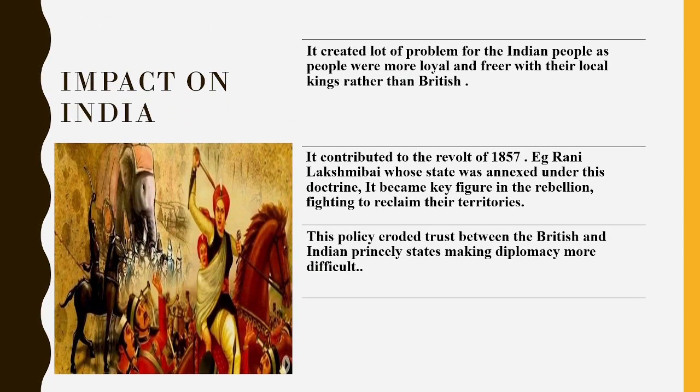Now, the impact on India: the policy caused a huge impact in India. The first impact is that it created a lot of problems for the Indian people, as people were more loyal and friendly with the local kings rather than the British. Also, it contributed to the revolt of 1857. For example, Rani Lakshmibai, whose state was annexed under this doctrine, became a key figure in the rebellion, fighting to reclaim her territory. This policy also eroded trust between the British and the Indian princely states, making diplomacy more and more difficult.